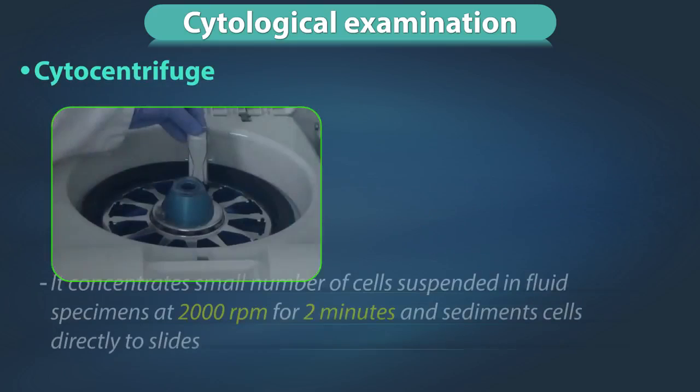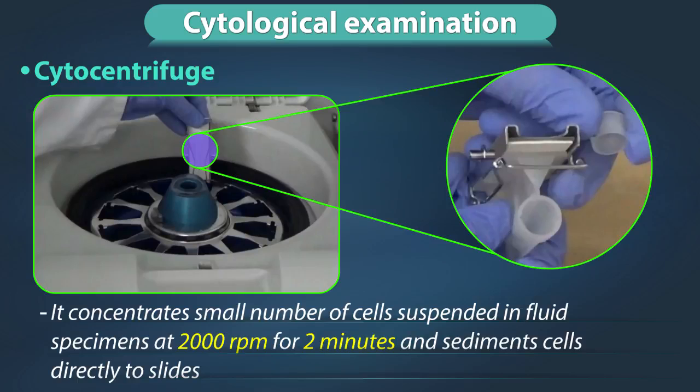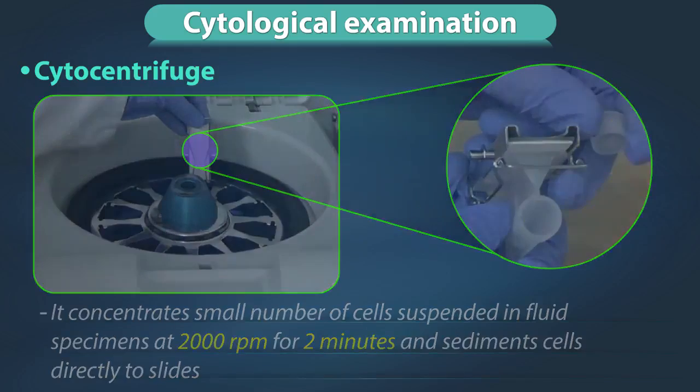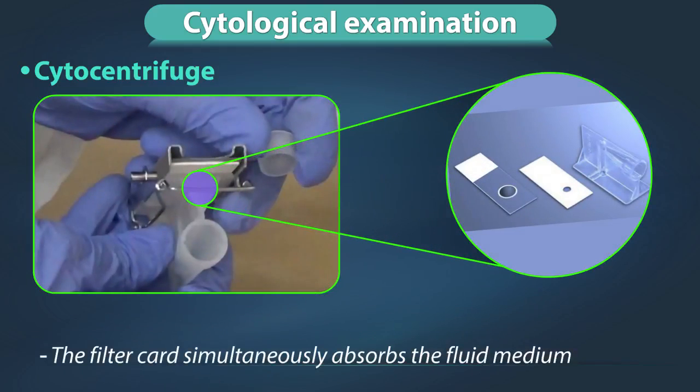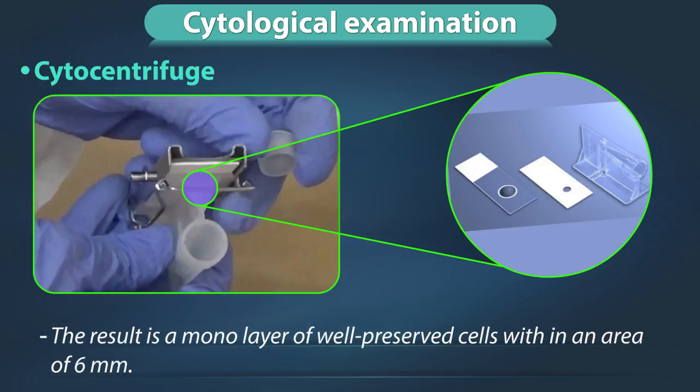A cytocentrifuge can also be used, which concentrates a small number of cells suspended in a fluid specimen at 2000 rotations per minute for 2 minutes. It sediments cells directly onto slides. The filter card simultaneously absorbs the fluid medium. The result is a monolayer of well-preserved cells.